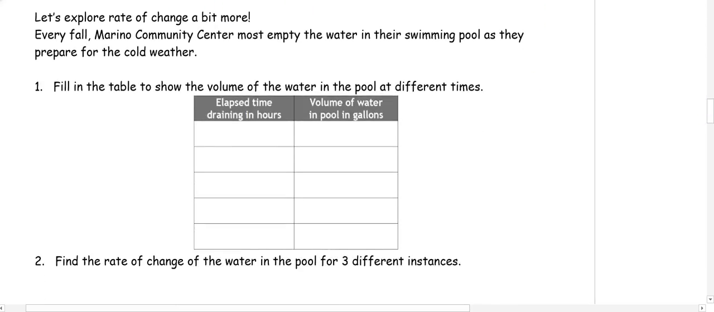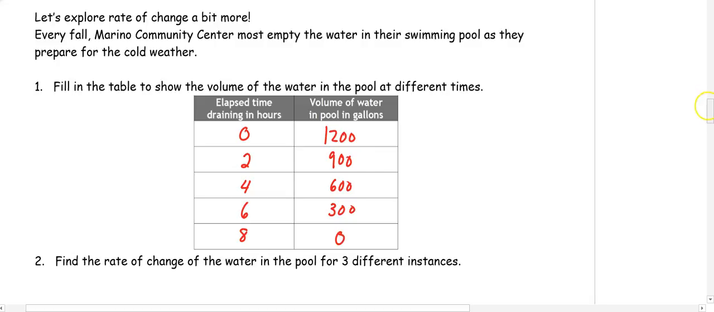So let's explore rate of change a bit more. Every fall, Merino Community Center must empty the water in their pool as they prepare for cold weather. So it's going to take them 8 hours to empty their pool. So we're going to see what the volume of the pool is at every 2-hour interval. So it started at 1,200 gallons and then went to 900, 600, 300 until it was finally empty at 0.